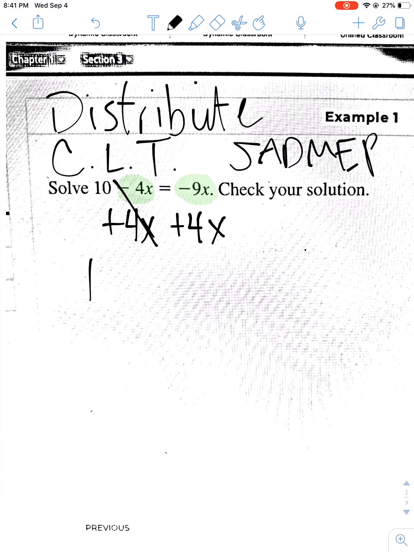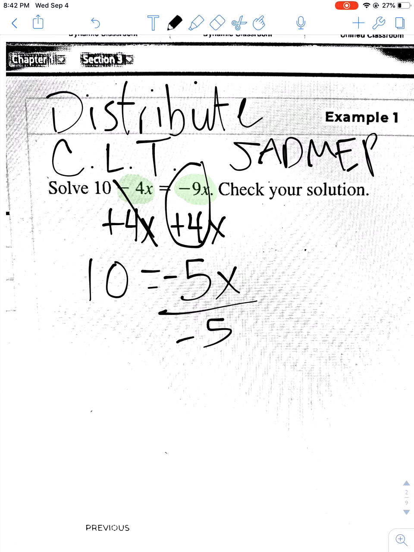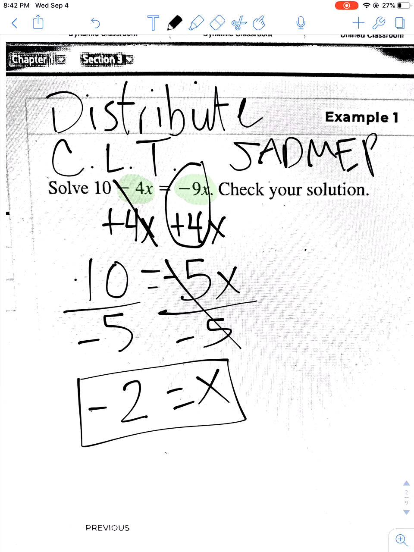Since these have opposite signs, we subtract. 9 minus 4 is 5. 9 is bigger, so we stay negative. And now I'm here. Well, we know to get rid of this 5, we divide. 10 divided by 5 is 2. Positive divided by a negative is negative. These cancel, and we're just left with x. Okay, cool. So we distribute, combine like terms, SADMAP.